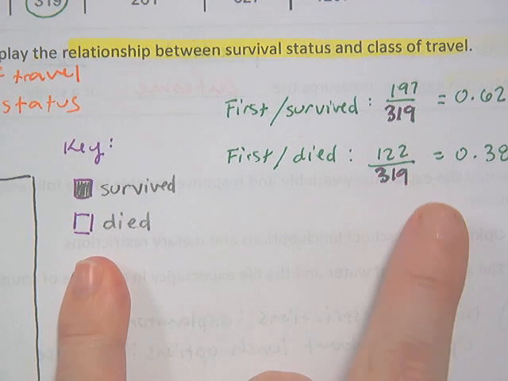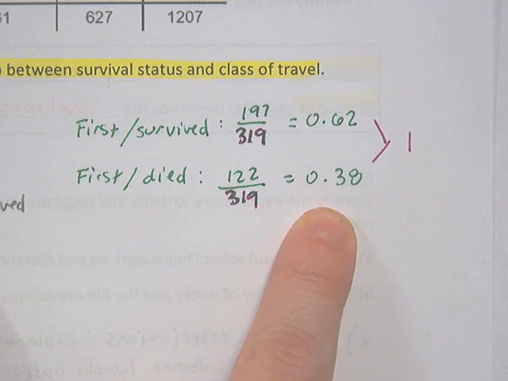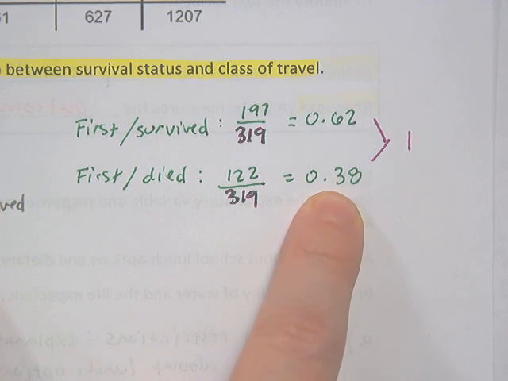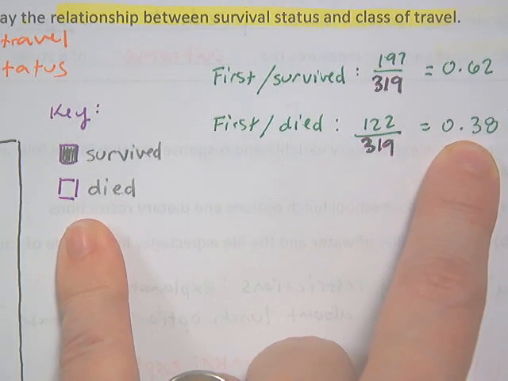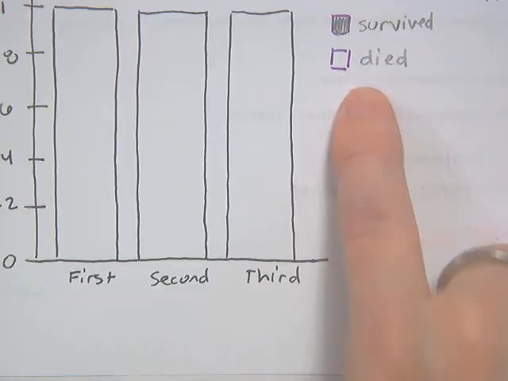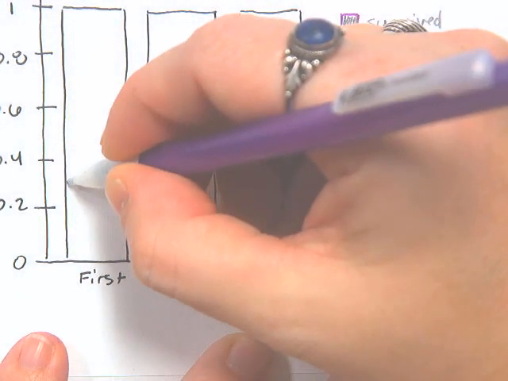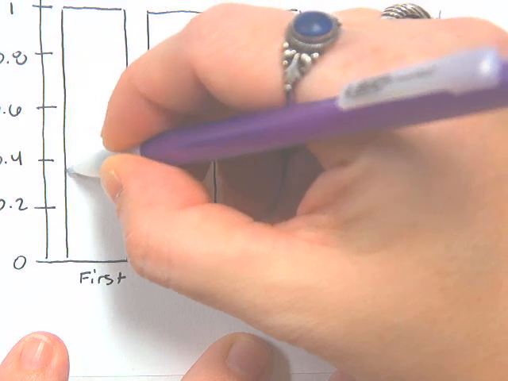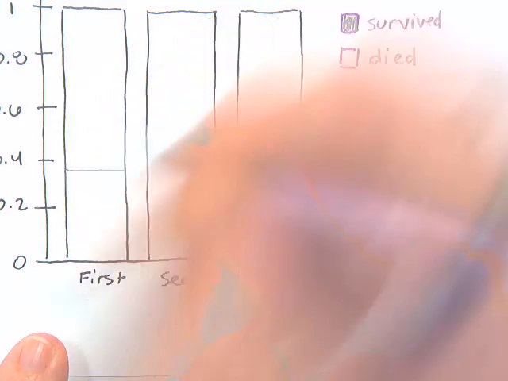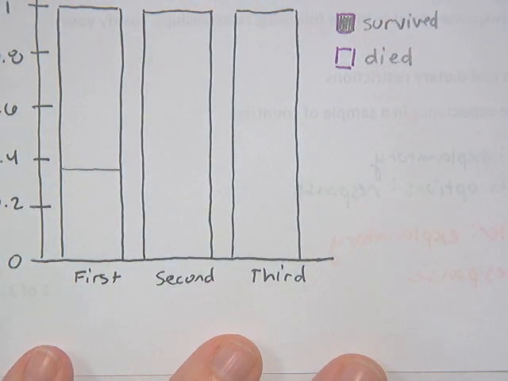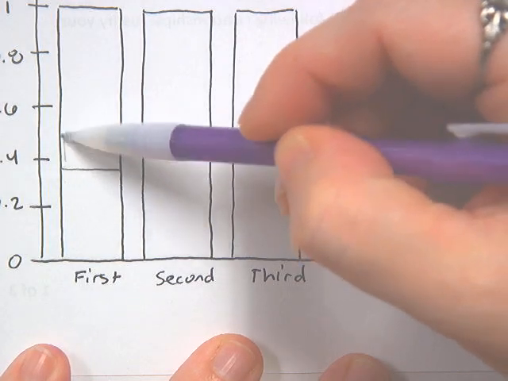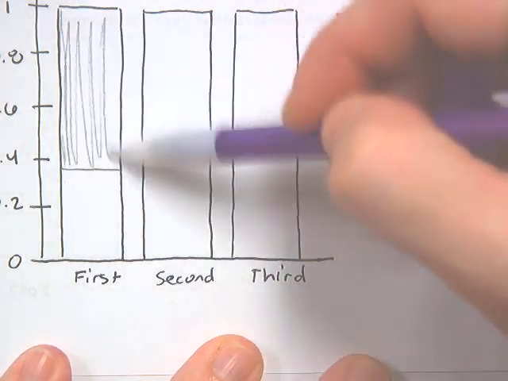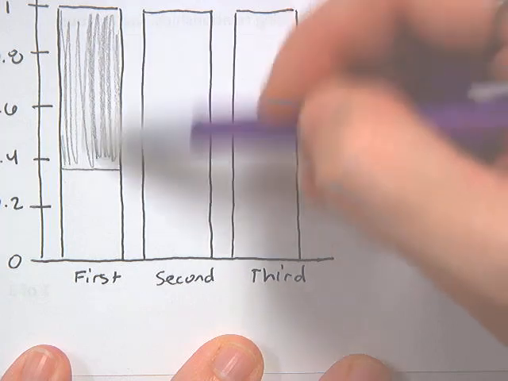So here's what we need to do. The bottom of the first class bar, the proportion of people who died, is going to go up to 0.38 for died. So just below the 0.4. And then everybody up here survived.